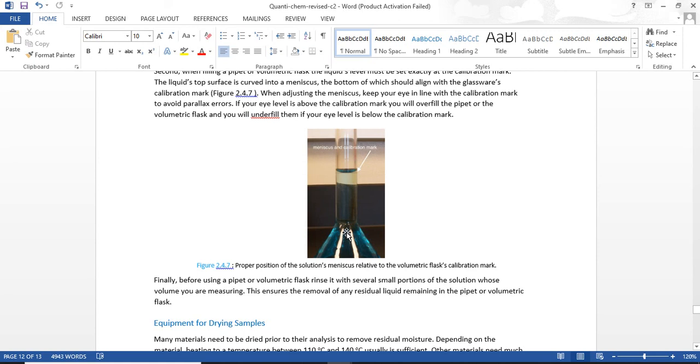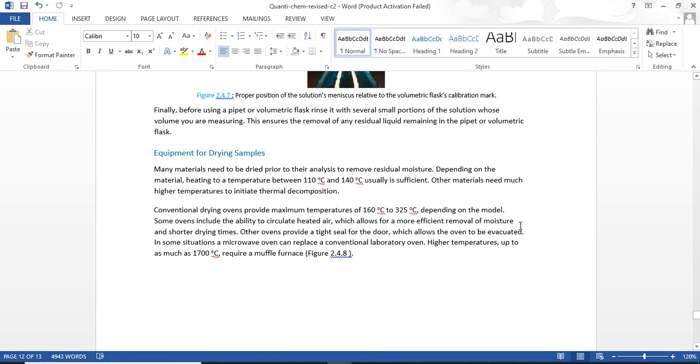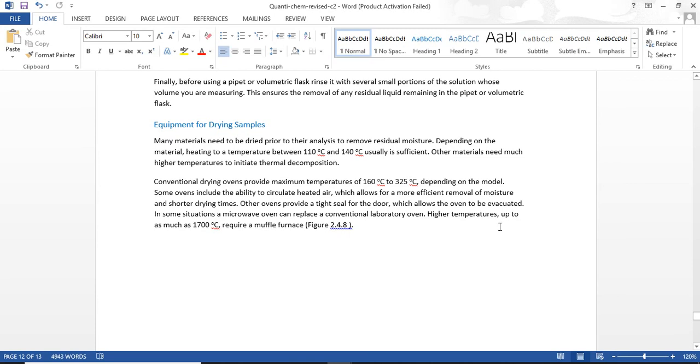Okay, in order to do this, you need to place your calibration mark at your eye level. Okay, wala ka gatanga, wala ka gaduko, but dapat equal gid ang pagtulok mo sa imong calibration mark. Finally, before using your pipette or volumetric flask, rinse it with several portions of your solution whose volume you are measuring to ensure nga na-remove na ang any residual liquid remaining in the pipette or volumetric flask kung gingamit mo ni siya previously. Hindi siya contaminated with other nga mga solution.